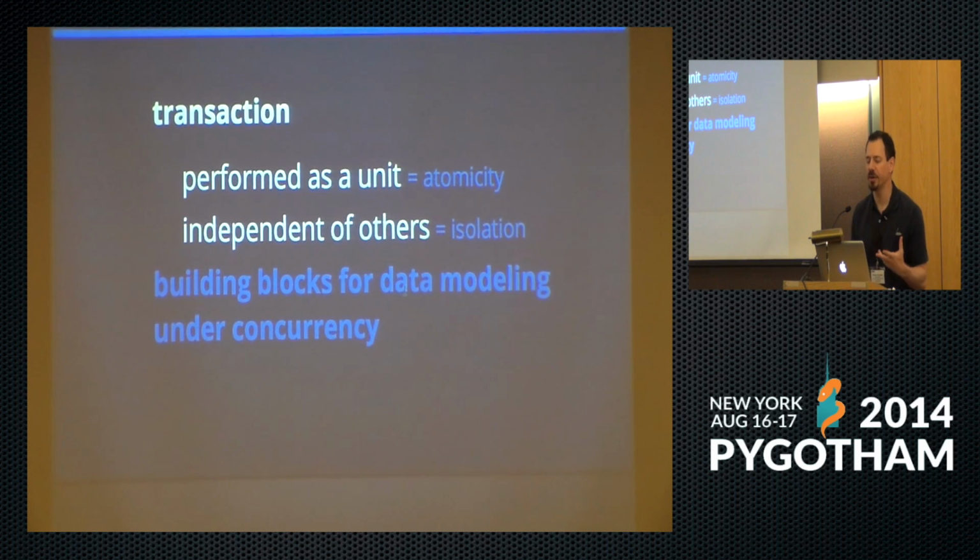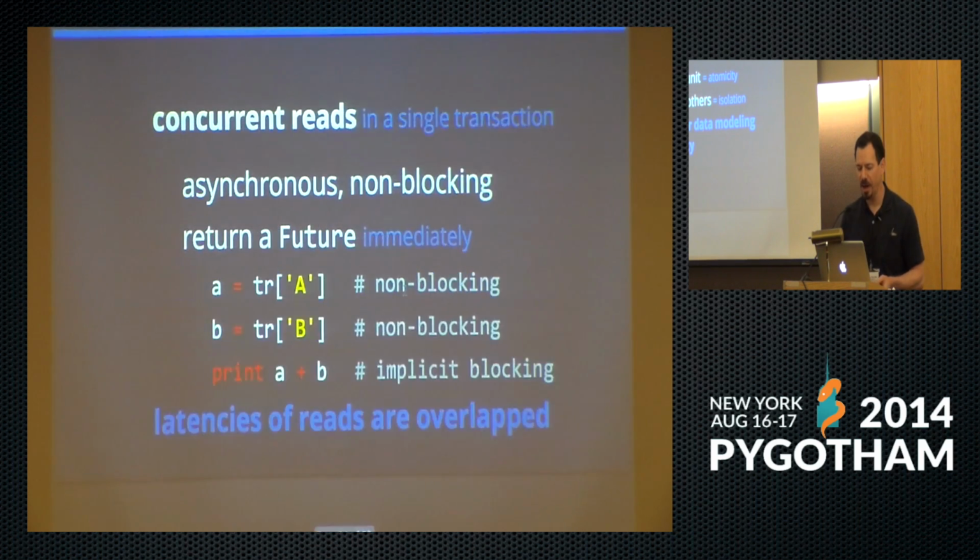So a transaction is always performed as a unit. That's the ACID property of atomicity, independent of all other transactions. That's the isolation property. And it gives you a building block for data modeling, even under very high concurrency.